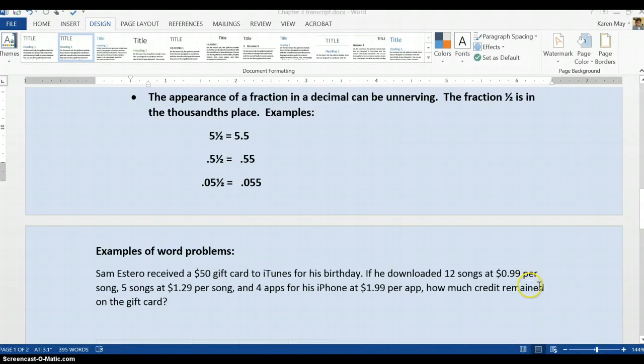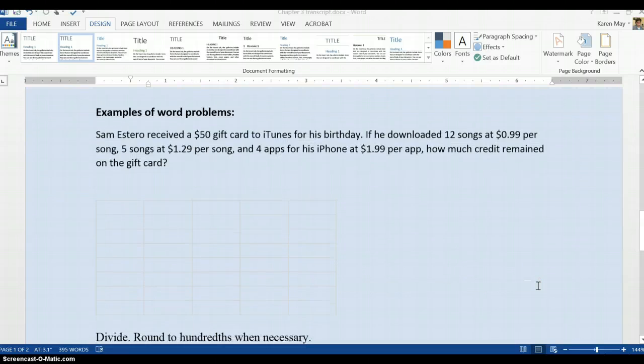Here are some examples of word problems that you may run into in this chapter. Be sure you read the problem first. Sam Estero received a $50 gift card to iTunes for his birthday. If he downloaded 12 songs at 99 cents per song, 5 songs at $1.29, and 4 apps for his iPhone at $1.99, how much credit remained on the gift card?